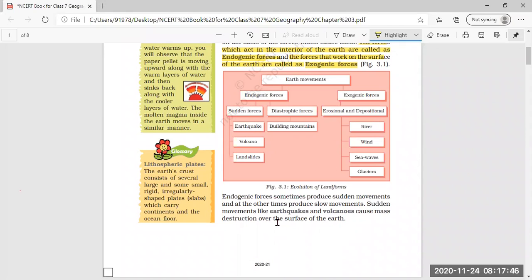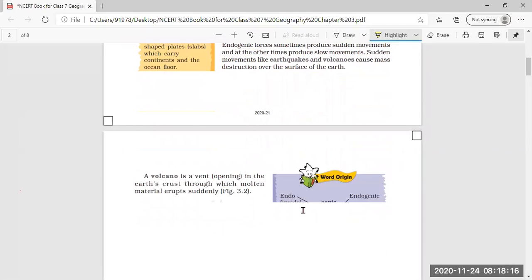And these earthquakes and volcanoes, caused by the movement of the plates, are the reason for the destruction over the surface of the earth. Due to earthquakes and volcanoes, large mass destruction is made on the surface of the earth, just because of the sudden movement, or we can say even the slow movement can bring destruction deep inside the earth.